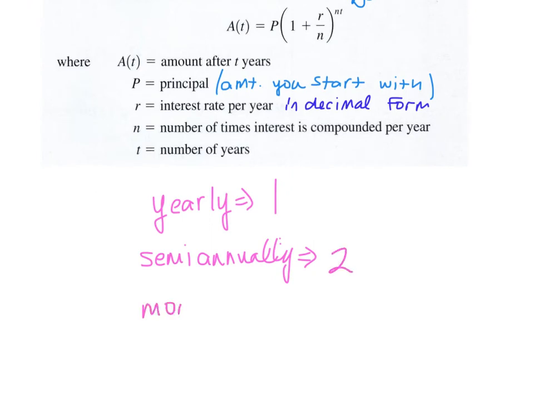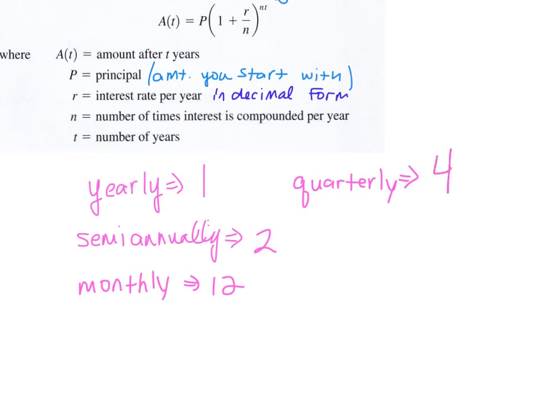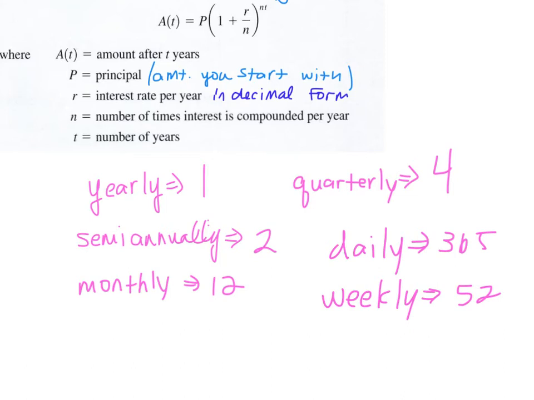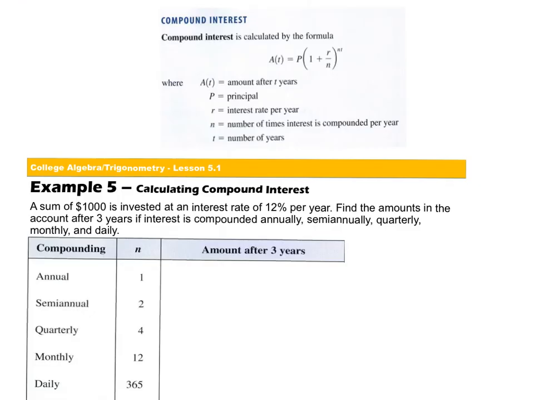If I say something happens monthly, what is monthly? 12. Good. If I say something happens quarterly, you guys need to know what these words mean. Okay, I agree with 0.25. I see what you're saying there, but in terms of a year, how many quarters are there in a year? How many quarters are there in football? How many quarters are there in basketball? Four. Good. If I said something happens daily, 365. If I said something happened weekly, 52. You guys need to know that because you're going to have problems on your quiz.